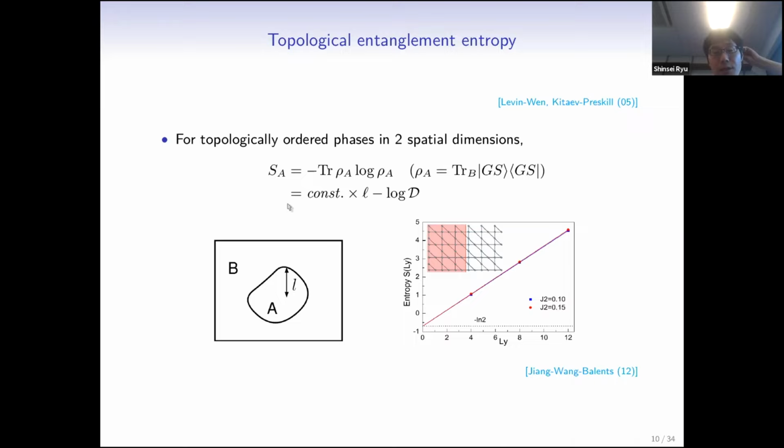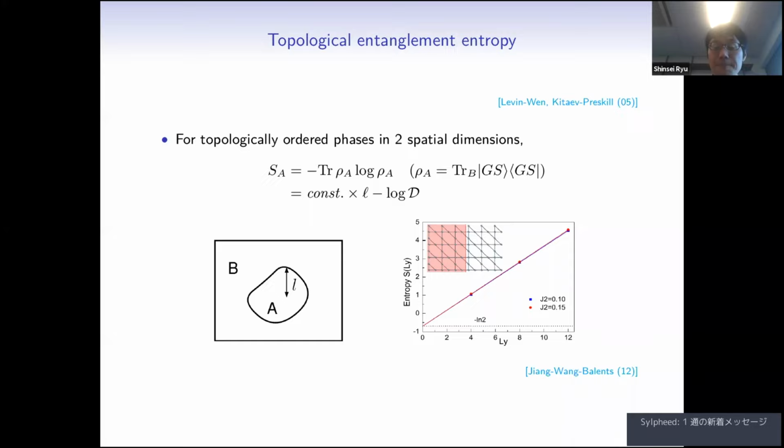This scaling is an important tool to identify the underlying topological order, which can be used, for example, in numerical experiments. Here is an example for the J1-J2 spin model. If you look at the scaling of entanglement entropy as a function of the size of system A, by interpolation, we may be able to infer the total quantum dimension of the underlying topological order. That's one of the important characterizations of a topologically ordered state.